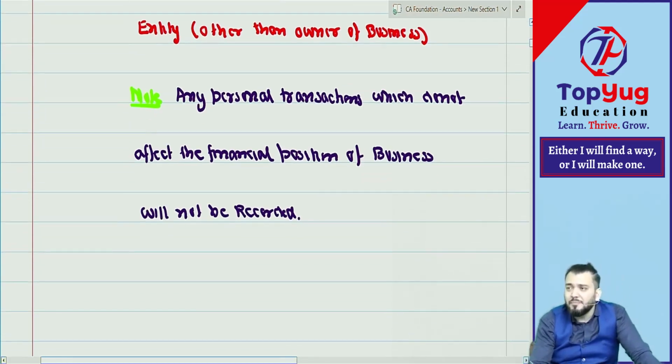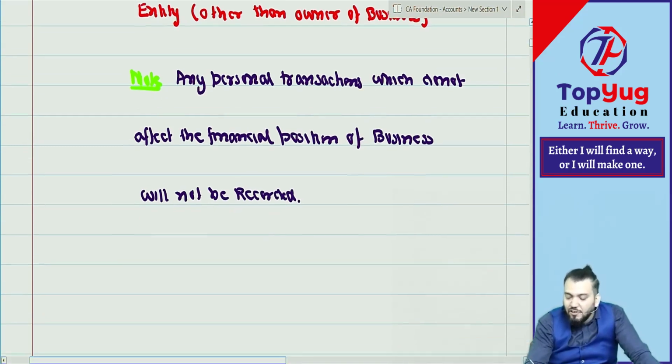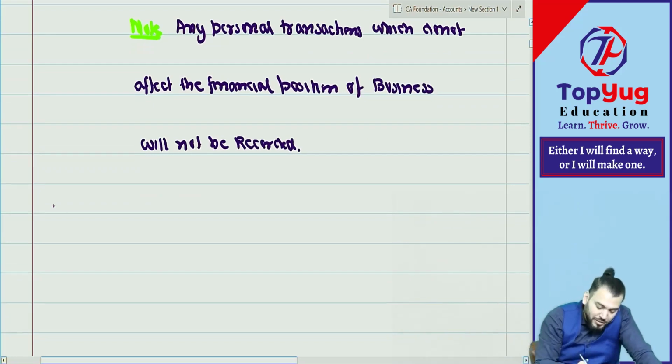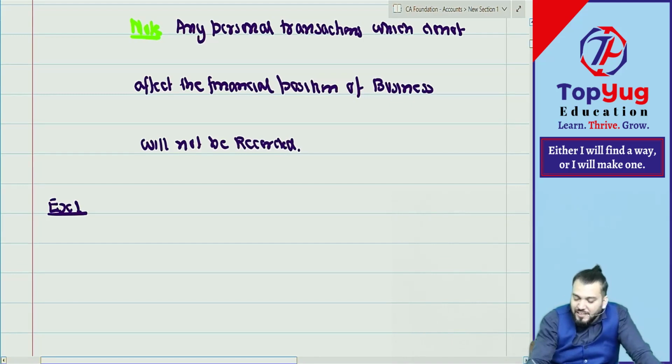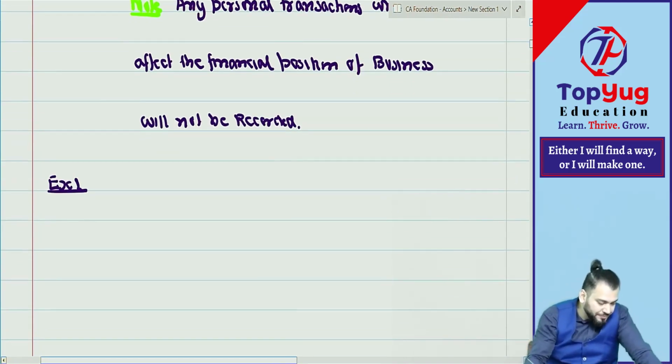Can I give some examples to check whether you have understood or not? You need to say whether it is a transaction or not a transaction. When I say transaction, it is financial transaction only. So write down some examples. Example number one: you need to say whether it will be recorded or not recorded. Can I start?